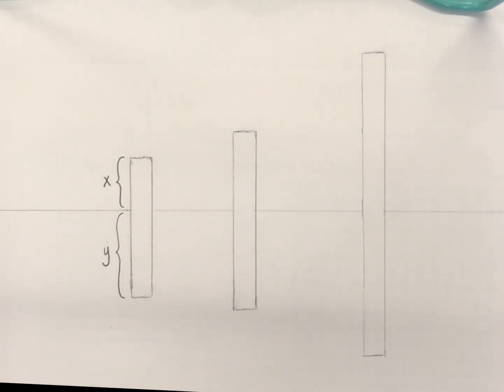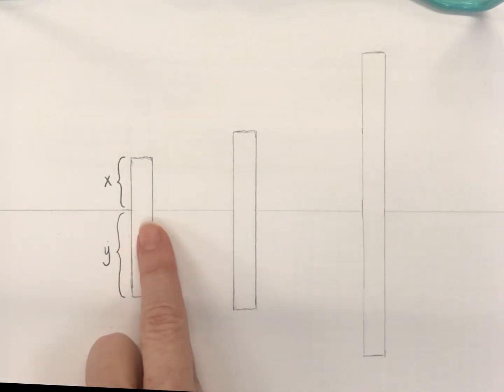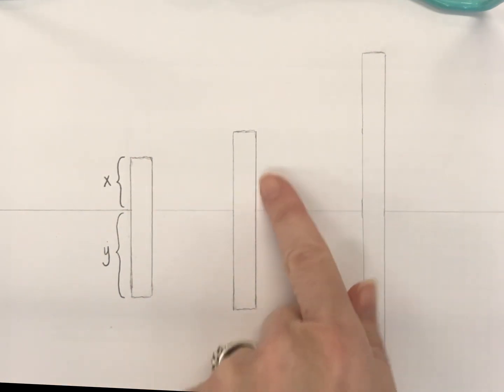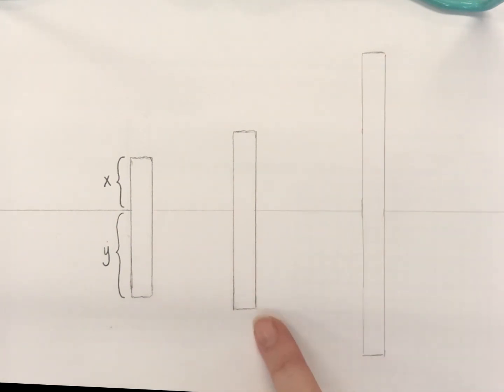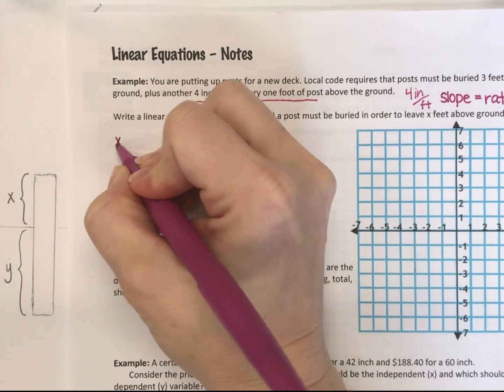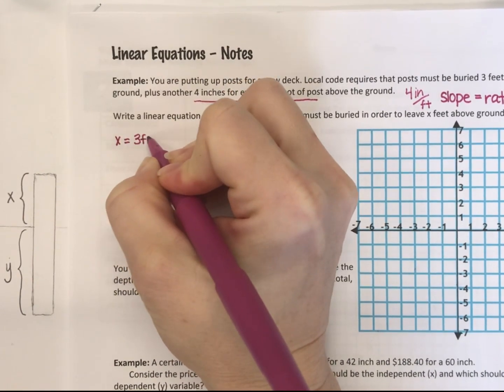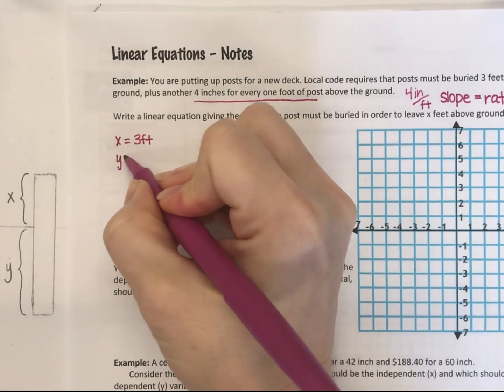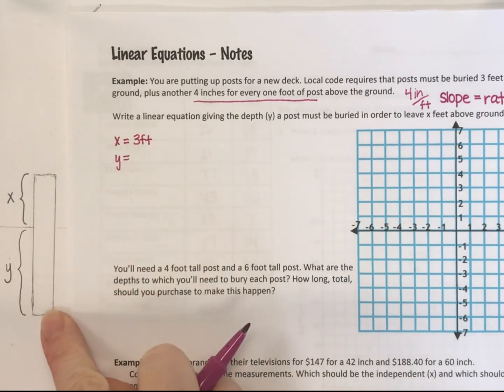It says on the sheet, write a linear equation giving the depth a post must be buried in order to leave X feet above ground. So again, the taller the post is above ground, the deeper you're going to need to bury it. So maybe it would just be smart to think about a few examples before we try to start making fancy equations and things. So maybe one thing we could say is, what if X was equal to 3 feet? That means that we want a post that sticks out above the ground by 3 feet. What would Y be? What depth would have to be buried under the ground?